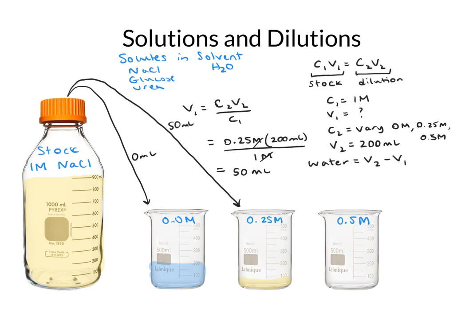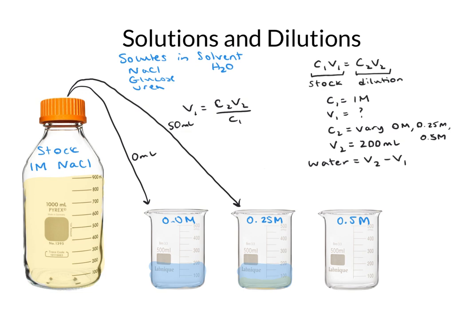Now, how much water do we add? Again, the water is going to be the final volume minus the volume of your stock solution, for 150 milliliters of water. So then you'd come along and add your 150 milliliters of water all the way up so that you have the same final volume.